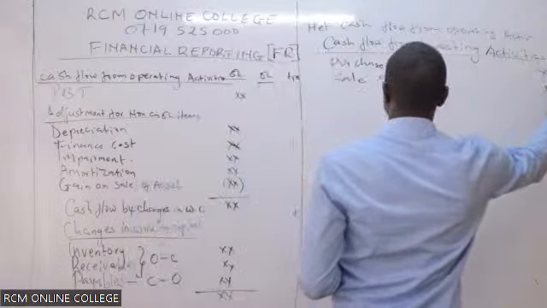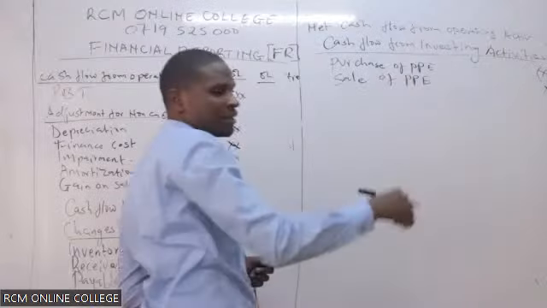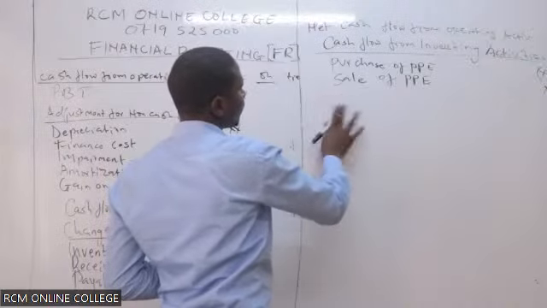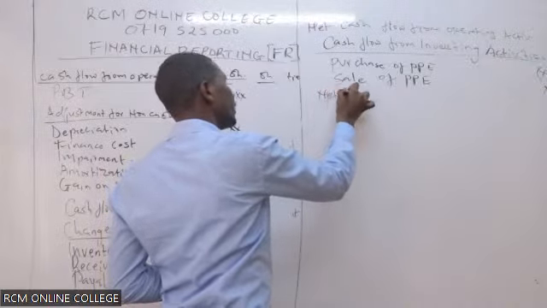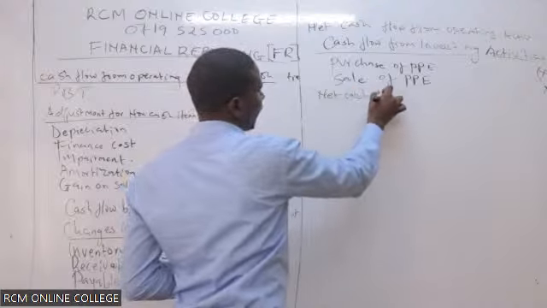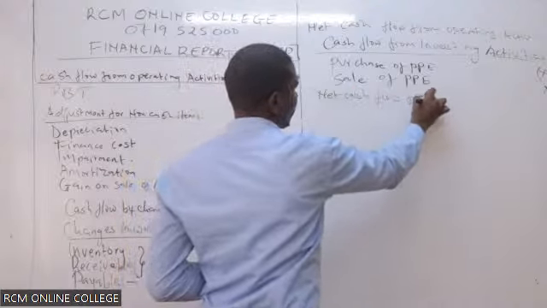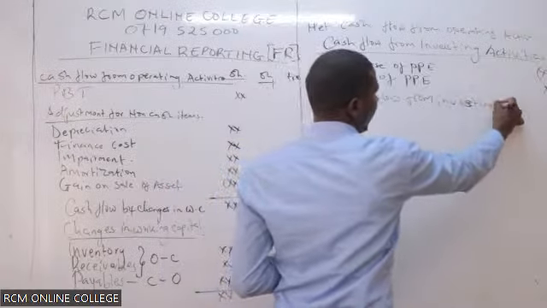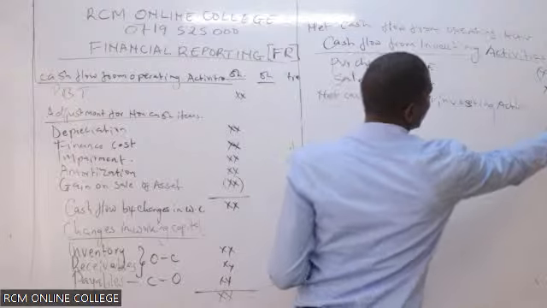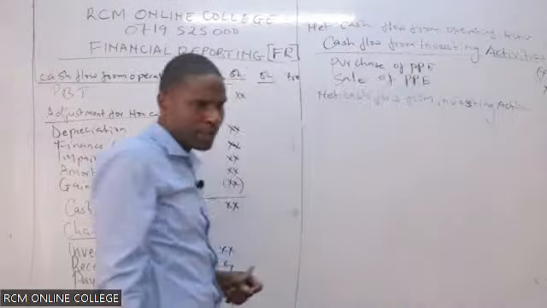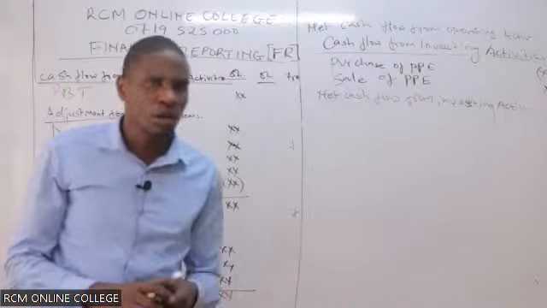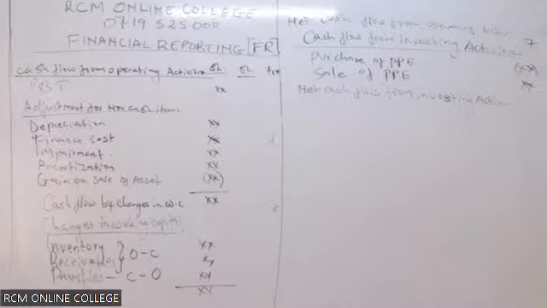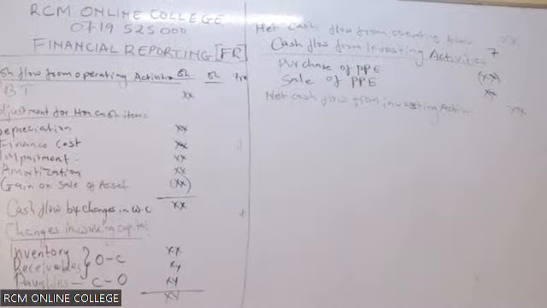Unaziweka purchase, of course purchase ina reduce pesa, sale ina increase pesa. Then unaenda kwa financing, cash flow from here you can get net cash flow from investing activities. Unaweka kule kwa column ya pili.